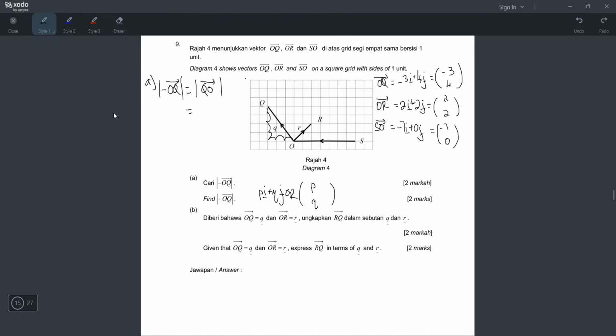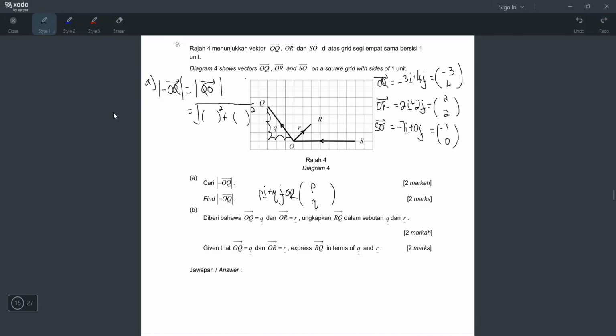So if I said vector OQ is Q, right? Then what is vector QO? It will be negative Q, right? So it means when you reverse QO, OQ, you just flip the sign. So if negative OQ, what it means? It means positive QO. And what is the magnitude of QO? I will open square root, because this is the formula for magnitude. And then bracket square. And I will put in the number in front of ij for vector QO.